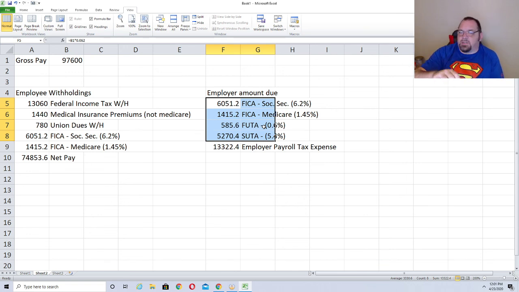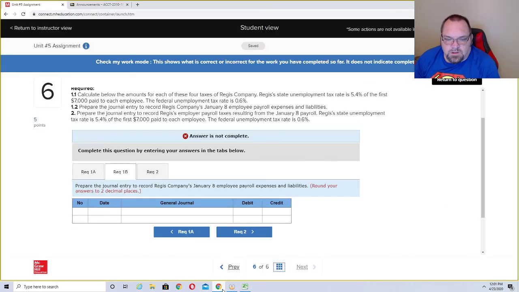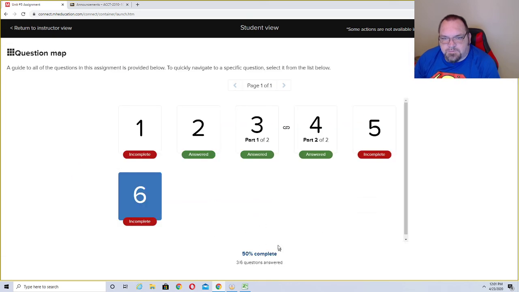So the first one will be Social Security payable. Second one will be Medicare payable. The third one will be federal unemployment taxes payable. And then the fourth one will be state unemployment taxes payable. Boom, okay? That'll get you done. So that's it for that assignment.